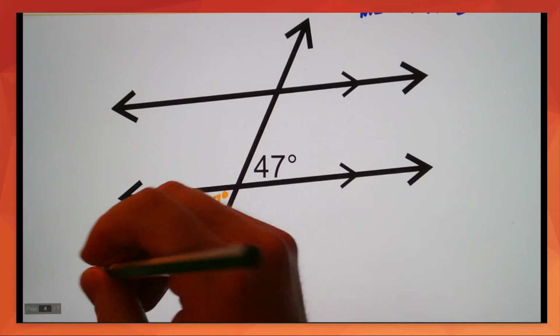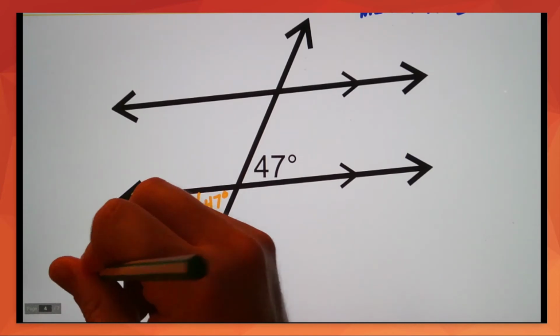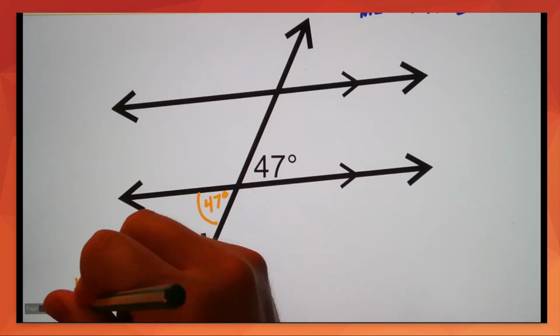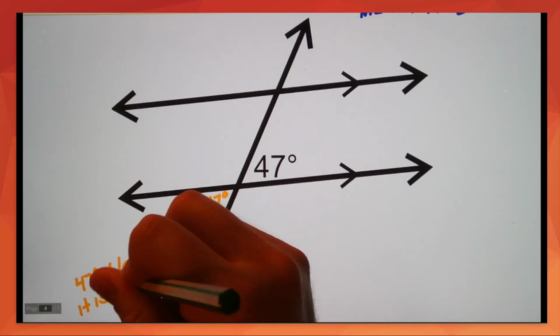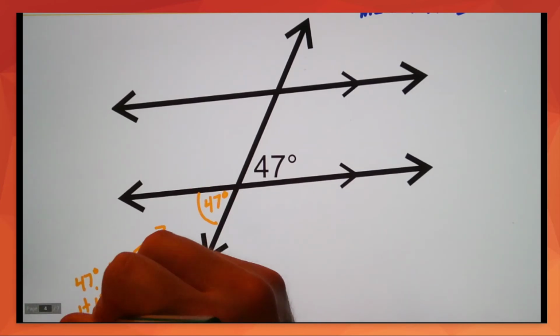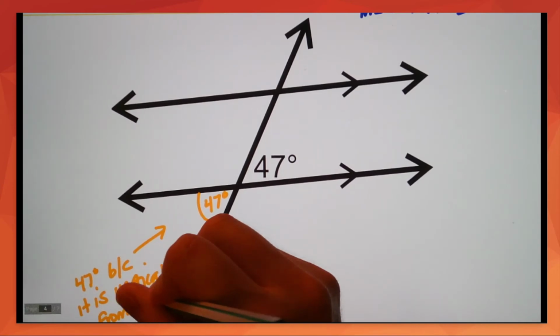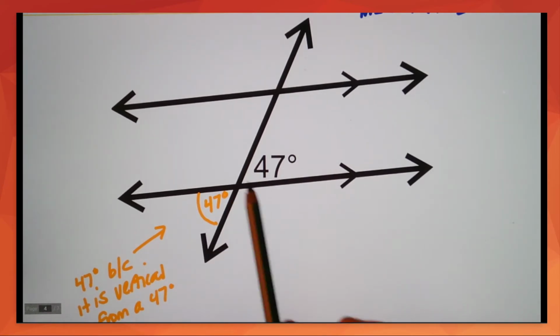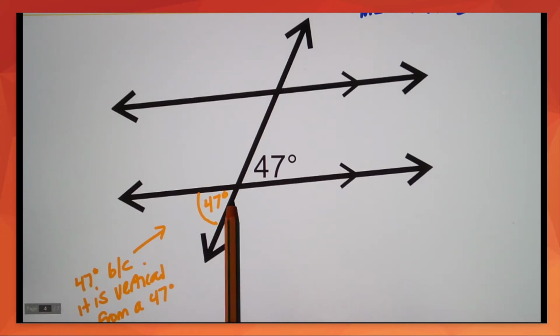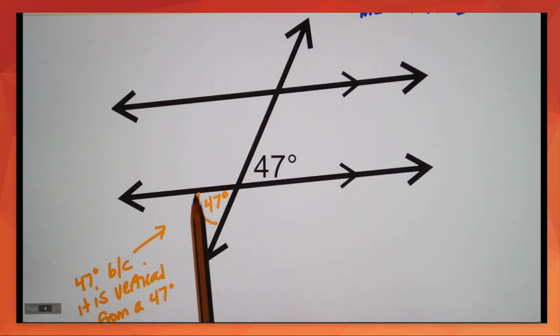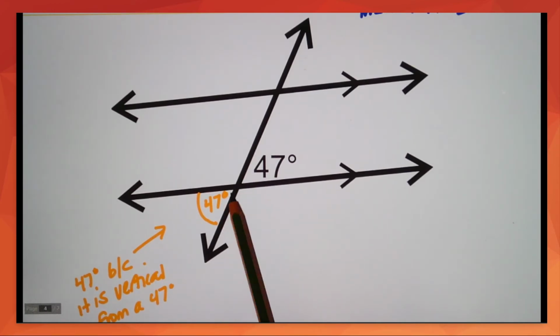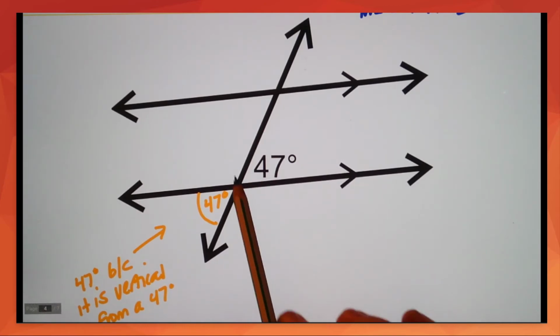The orange angle, okay, it's 47 degrees because it is vertical from a 47 degree angle, okay? These angles are vertical to each other, so they have to be congruent, all right? I know that to be true because the definition of vertical angles is when you have two lines that intersect, the four angles that are created form two pairs of vertical angles. These two are the same, and these two are the same.